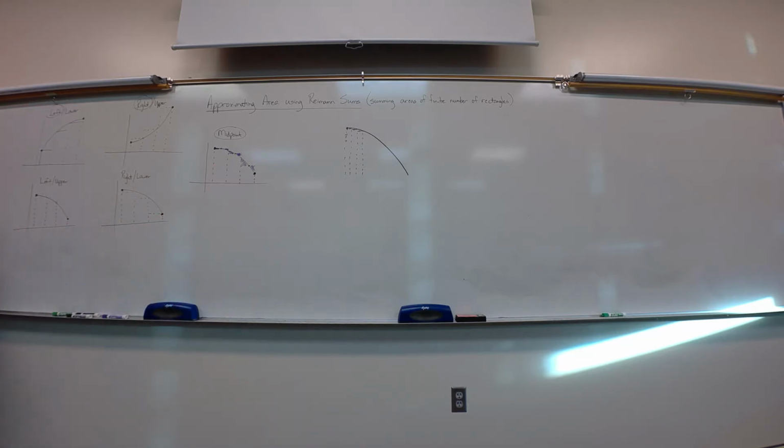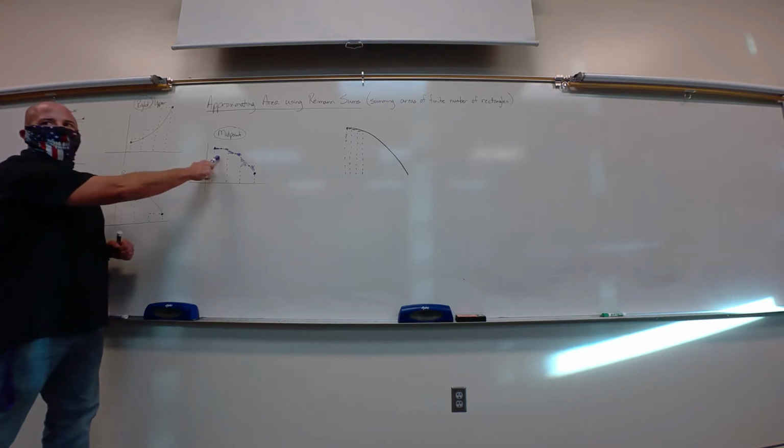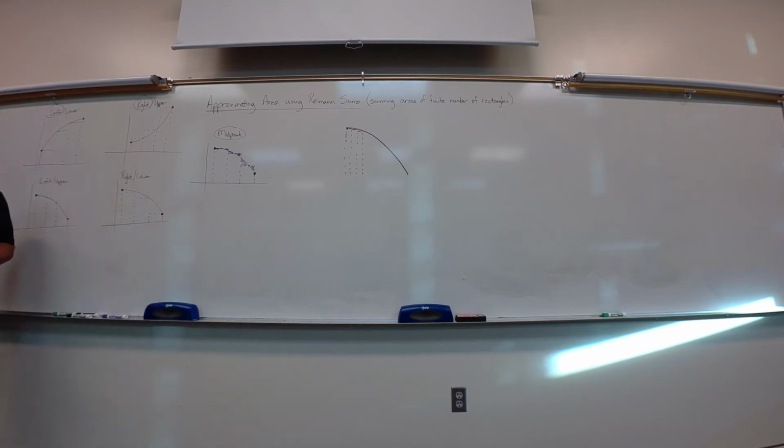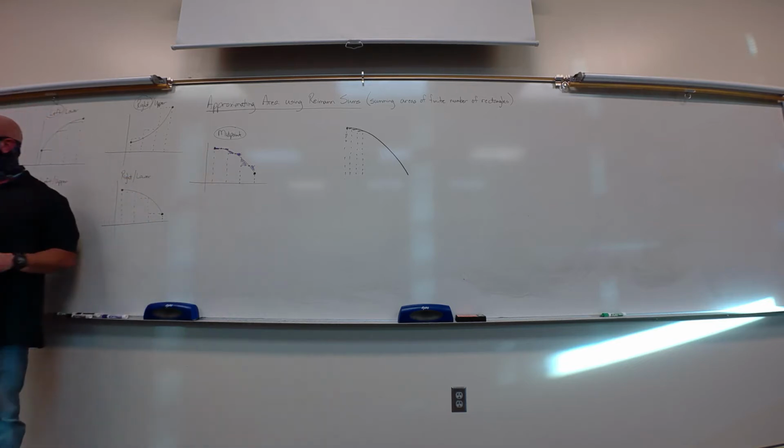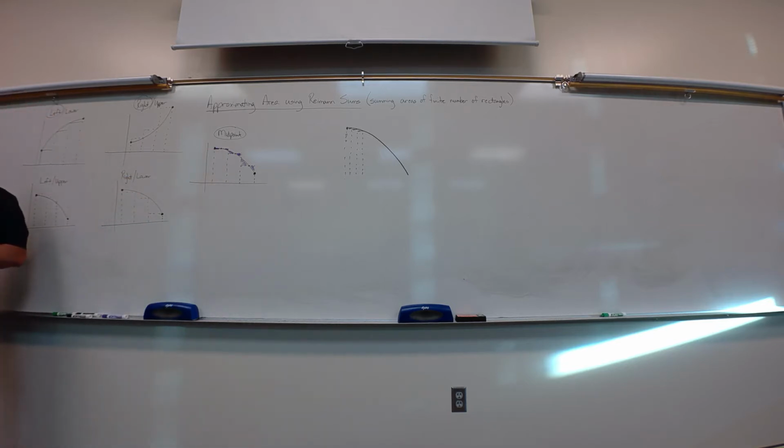Okay. But I think when you look at that diagram, even with 3 rectangles, this midpoint probably gives you the best approximation of the 3. You should have some things kind of canceling out here. That's the general idea we're working with. Everyone okay with that? Yeah.